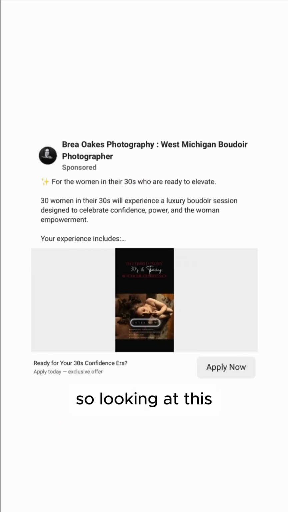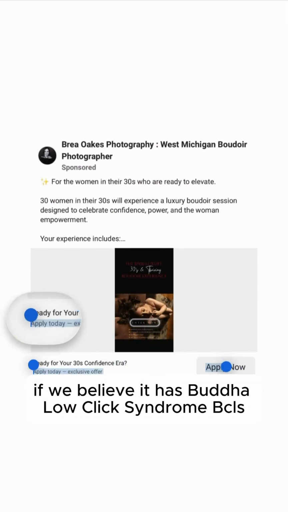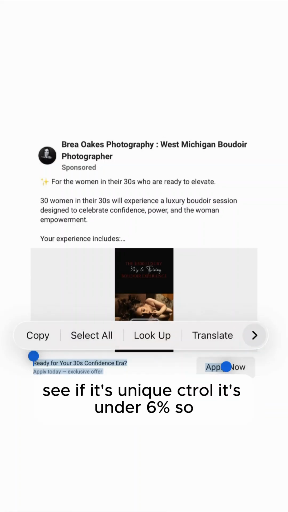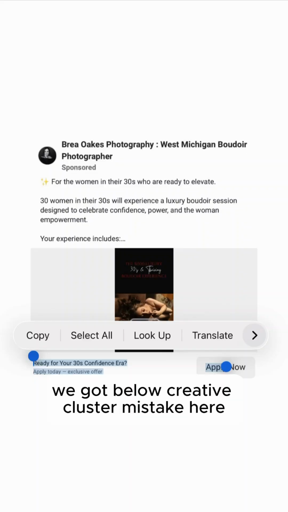So looking at this, we're going to diagnose whether we believe it has Boudoir low click syndrome, BLCS. See if its unique CTRL is under 6%. So, unique CTRL. So let's see. We've got the below creative cluster mistake here.